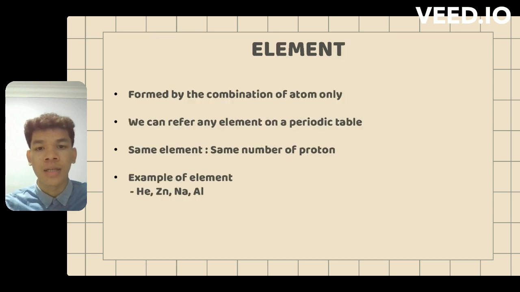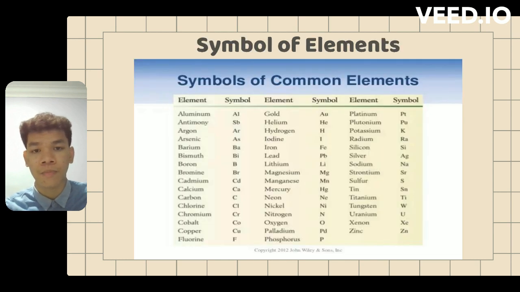Next is element. Element is formed by the combination of atoms only. We can refer to any element on a periodic table. Same element has the same number of protons. Examples of element are helium, zinc, sodium, and aluminium. These are the symbols of common elements that you need to remember.